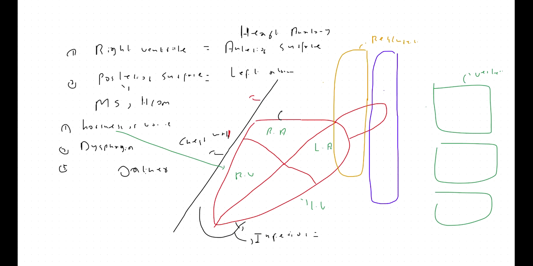Can anybody tell me what is the other name of the inferior surface of the heart? Diaphragmatic. Very good. Why? Because below the inferior surface of the heart, the diaphragm is sitting. It is in direct contact with the diaphragm, so that's why it's called the diaphragmatic surface of the heart. Very good. Okay, so these were the borders of the heart and heart anatomy.